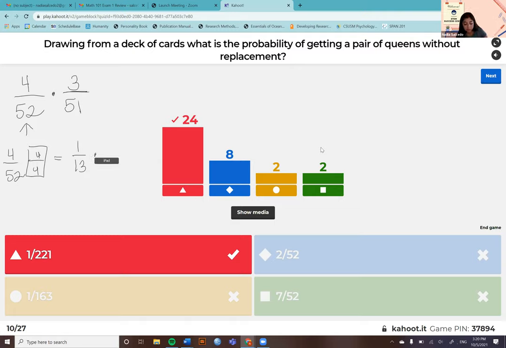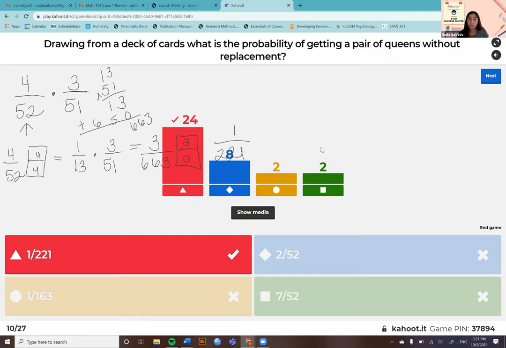So 1/13th times 3 over 51 is going to give us 3 on top. And then 13 times 51, we'll do it over here. 1 times 1 is 1, 3 times 5 is 15. Hold on, I got this mixed up for a second. 663. Sorry, got a little messy. So 3 over 663. Then we can reduce that down again by 3. 3 goes into 3 one time, and 3 goes into 663 221 times.